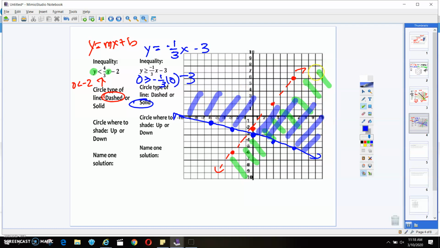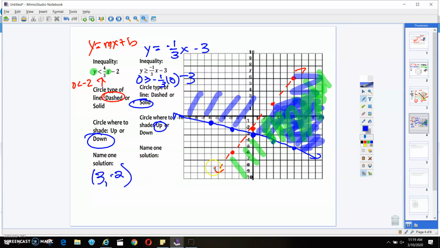Okay. Now, do you notice how this area over here is shaded with both colors, right? So that's going to be your solution area, right? Okay. So let's name a solution. Go ahead, Zach. 3 negative 2 is a solution. All right. 6 negative 1 is one.